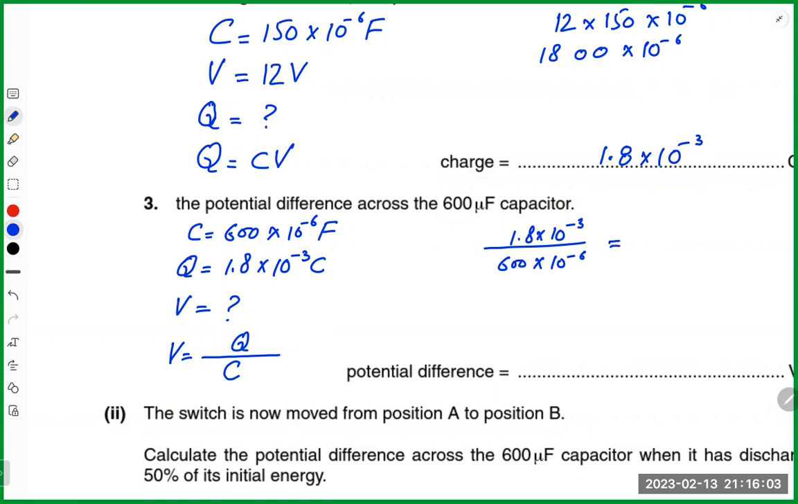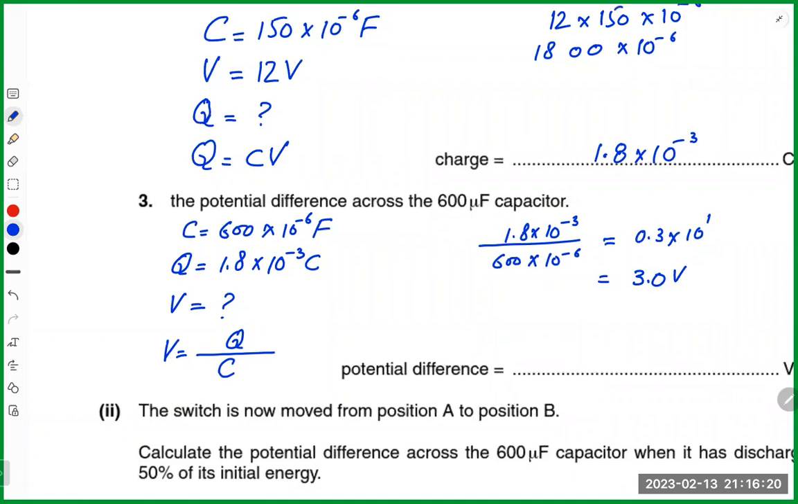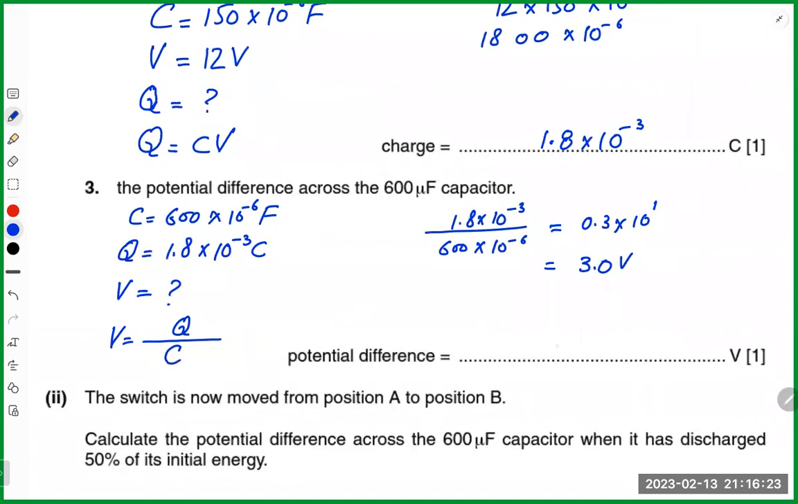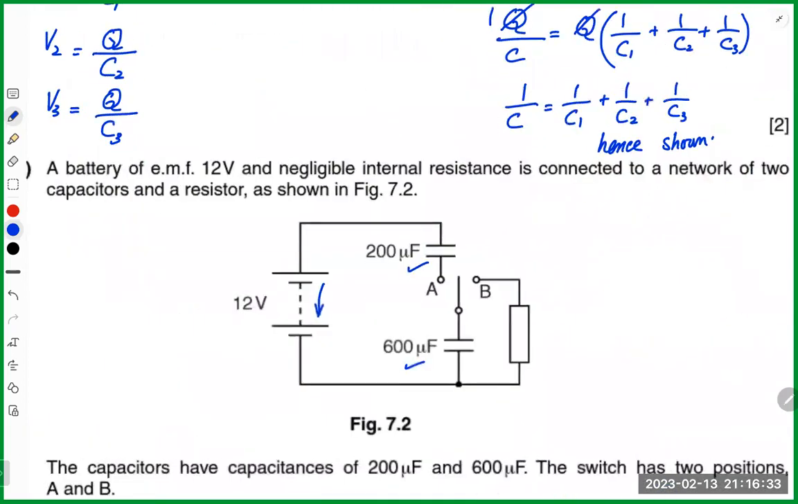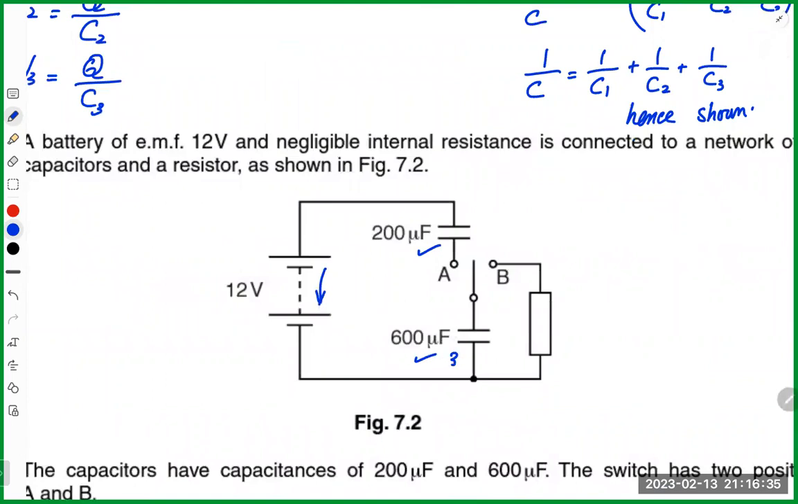So it is 0.3 into 10 to the power 1. I'm getting 3.0 volt. Can somebody confirm with a calculator? I do not have one right now. Yes, sir. It's 3.0. So that means that this capacitor will get 3 volt and this capacitor will get 9 volt.